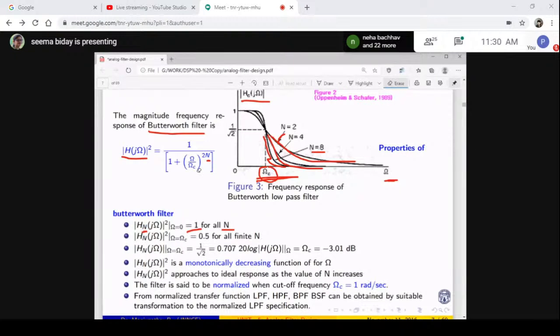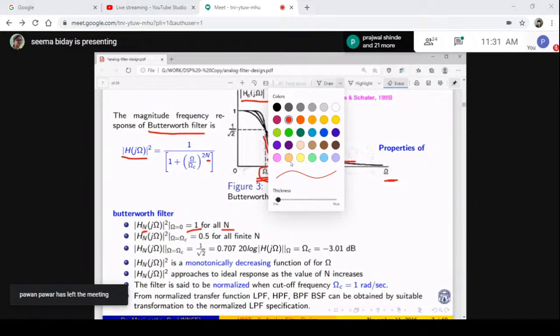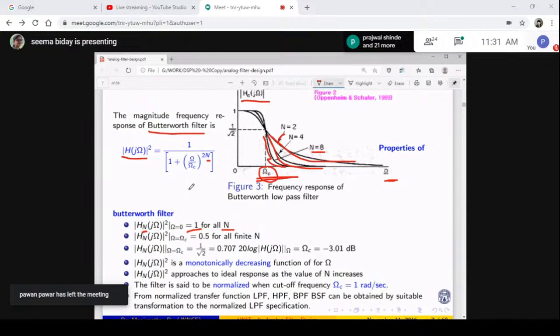1 upon 1 plus (omega by omega c) raised to 2n. This should be known to you. Right? So if you know this, any objective can be solved. Any objective MCQ, suppose 10 questions are asked on this. So 5 questions at least you should be able to tell if you know only this formula.